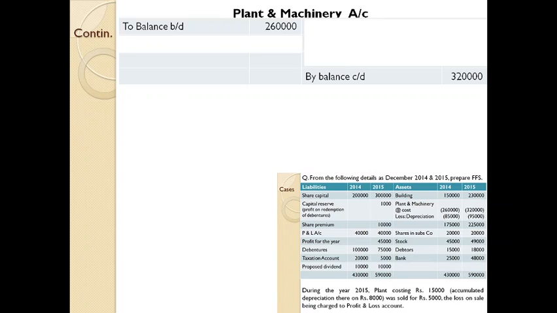The opening balance was 2,60,000 and the closing balance was 3,20,000. Because you have to consider the preparation of assets at its cost. Always you have to do like that.